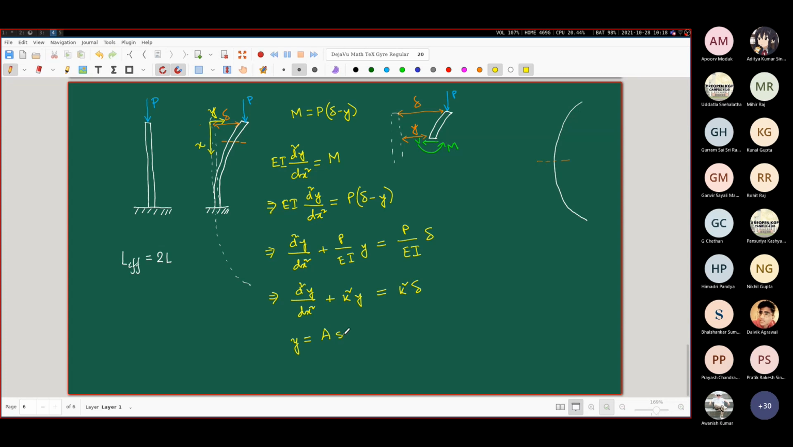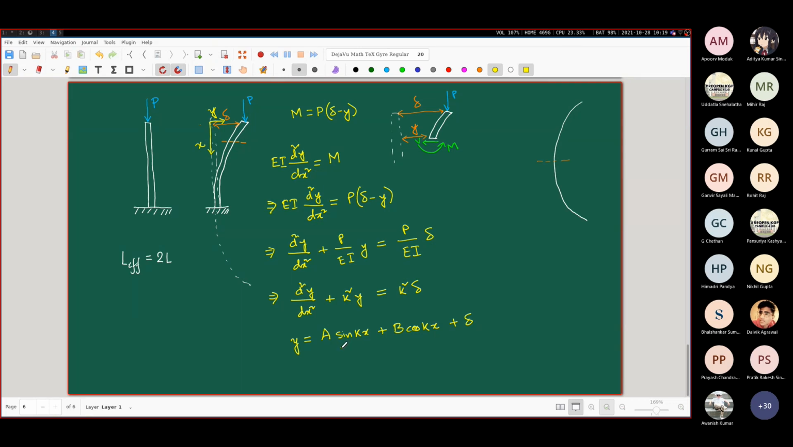So this part of the solution is the same, the homogeneous part or complementary function, a sine kx plus b cos kx, and the extra thing that you are going to obtain is this term, because the right hand side is not 0. So this is the solution to this differential equation. Of course, this is not the complete solution because we still have this expression containing the unknowns a and b. Now, what do I do in order to say something about a and b?